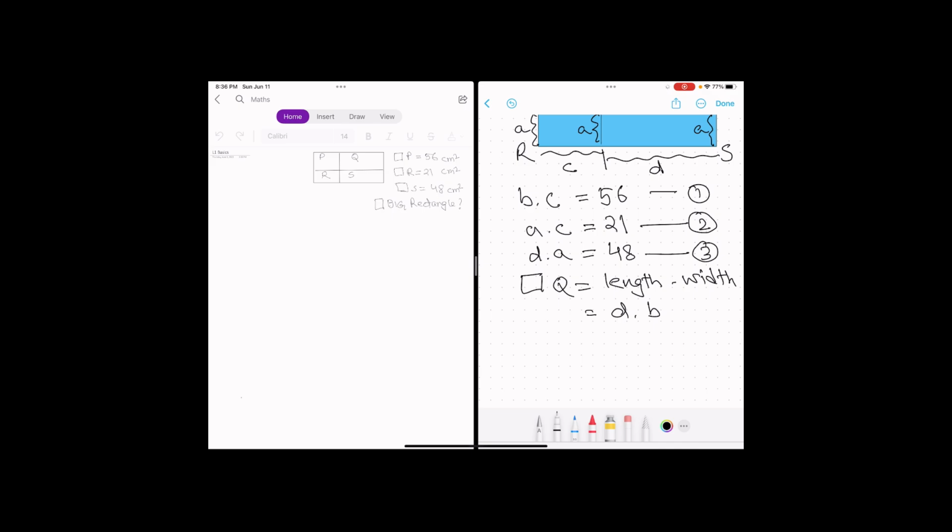I can write D into B as B into C multiplied by A into D divided by A into C. The reason I can do this is I can cancel out A, and I can cancel out C and C, leaving B and D, leaving the multiplication product of B and D, which is the area of rectangle Q that I'm trying to find out.